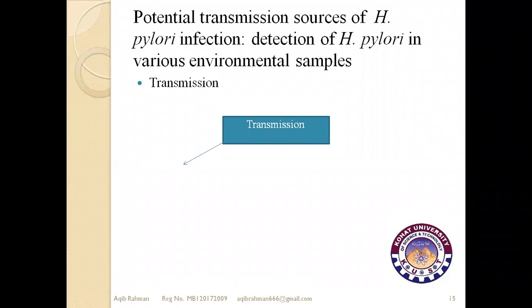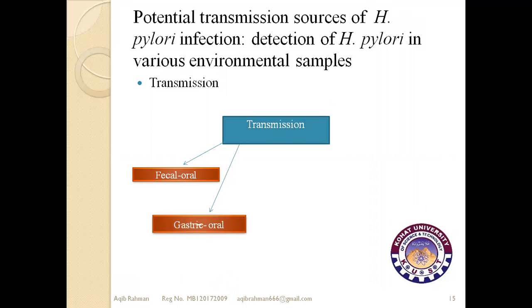Transmission of H. pylori occurs through the fecal-oral route, gastric-oral route. This transmission is common in children, and one of the most important transmission sources is water.